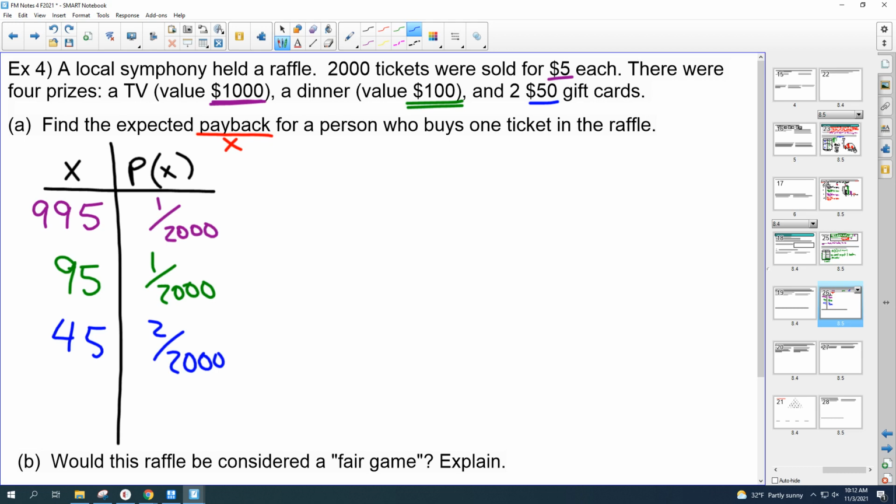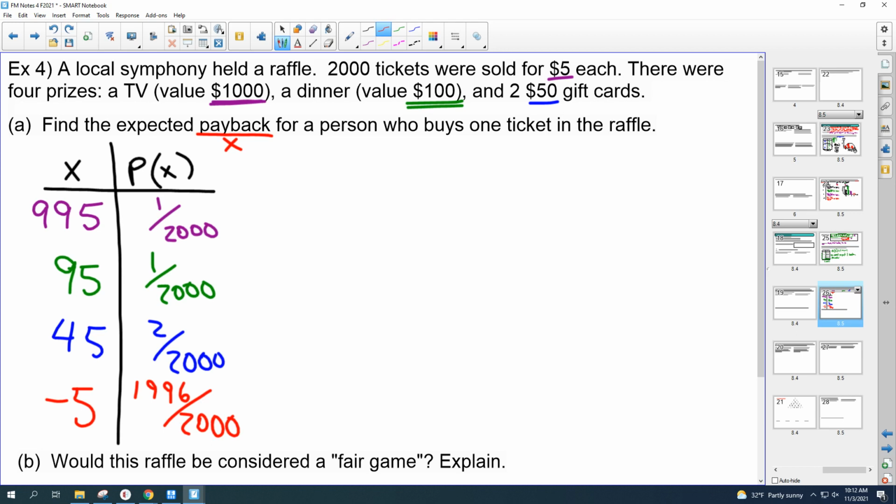All right, I suppose you could do 2 different entries in your table, but it would be weird to have 2 duplicates. So I don't need duplicates. I'm going to take care of that with that probability. Don't forget the last possibility. The last possibility is that you lose. And so you're actually out $5. We're going to call that a negative 5. All right, your payback is -5, I guess. And think about how many different losers there are in this situation. Right, 1996. So your probability of losing is right there, 1996 out of 2,000.